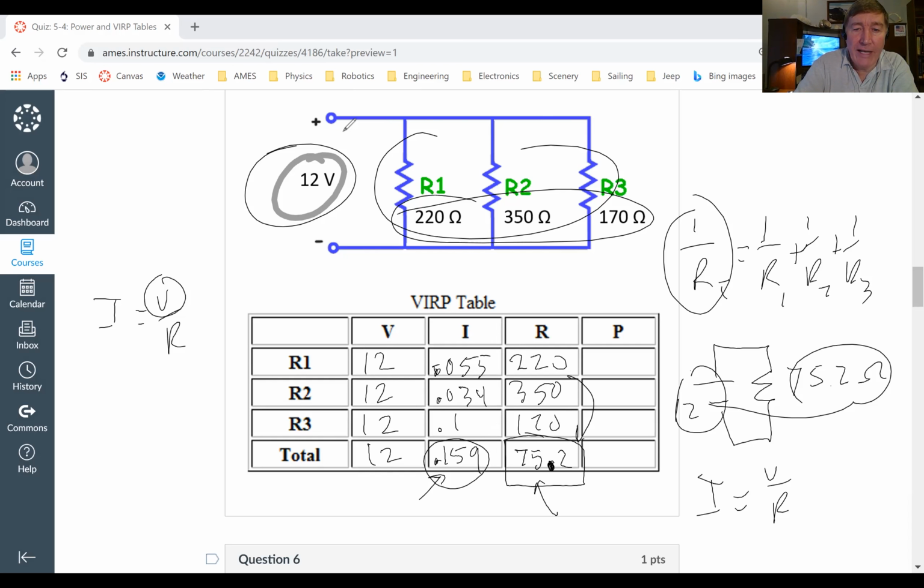So now the last thing we need to do is just calculate the power. And to get the power, remember, power equals I times V. So I just need to take that I times that V, and that'll give me that power. And then I do the same thing for all of them. So 12 times 0.055 gives me 0.66.